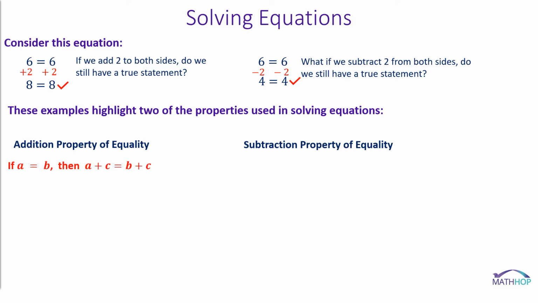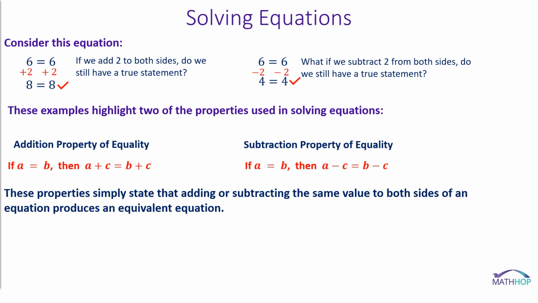So in your book, it looks like this. If A equals B, then A plus C equals B plus C. This just means if you start out with something that's true and you add the same thing to both sides, you still have a true statement. Same thing with the symbolism that will be for the subtraction property. It just says if something is true and you subtract the same value from both sides, it's still going to be true. So these properties will be talked about, but really it just says you can add or subtract the same value to both sides.